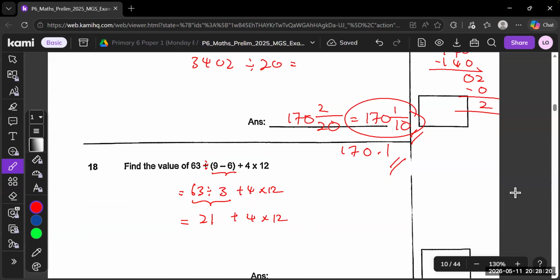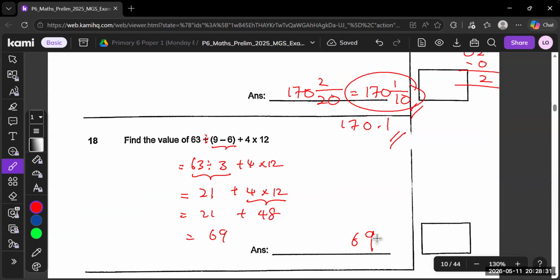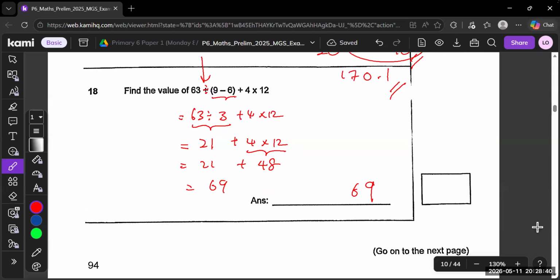So you have 21 plus 4 times 12, and then plus and times, you do the times first. Then 21 plus 48, and your answer is 69. So do you get 69 as the answer? If you didn't get it correct, maybe because you thought that it was a plus, not a divide. So it's actually a divide. Okay, let's go to the next one.